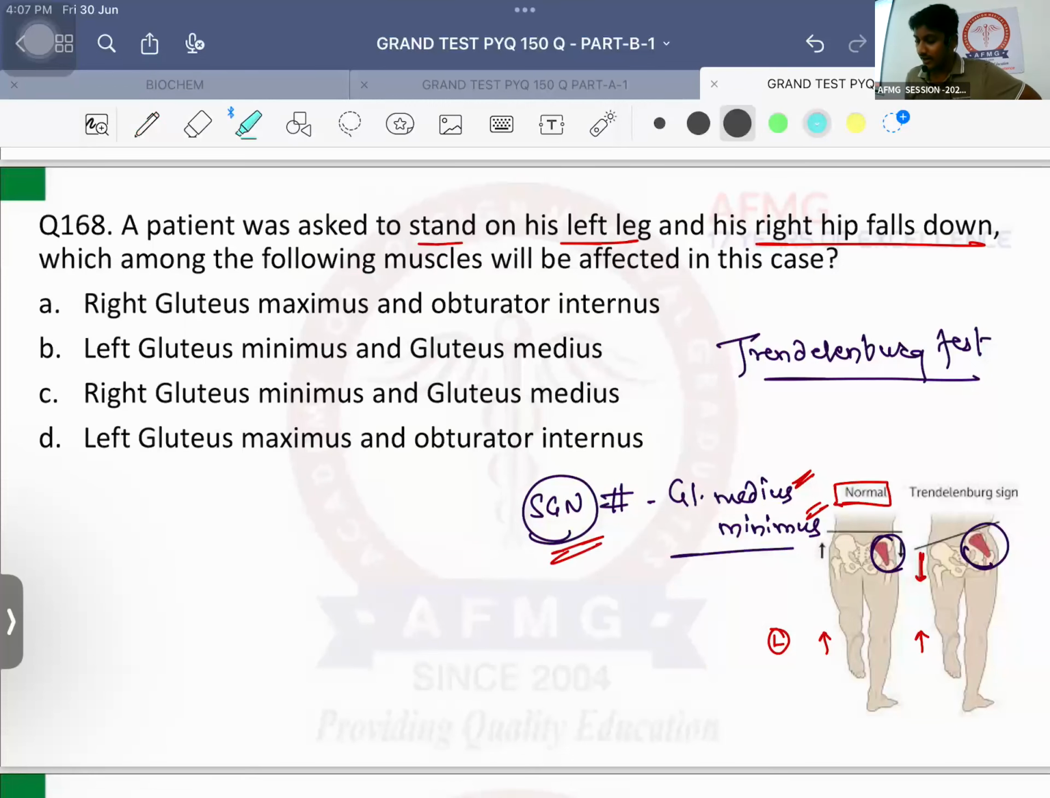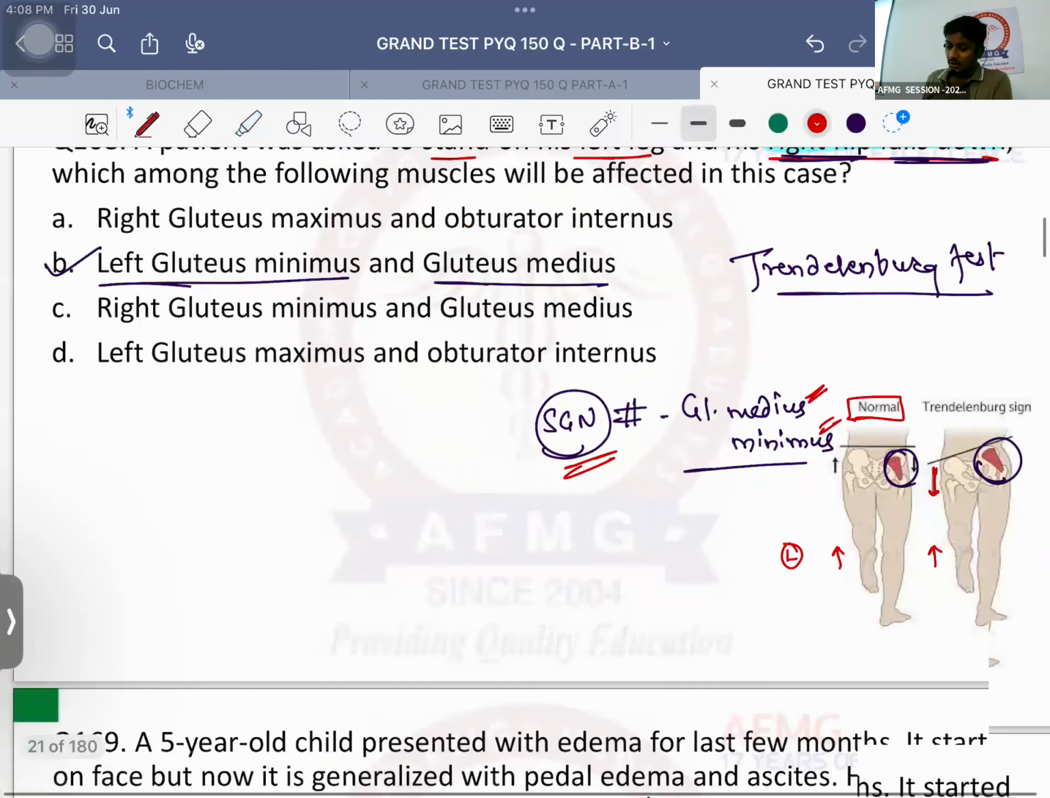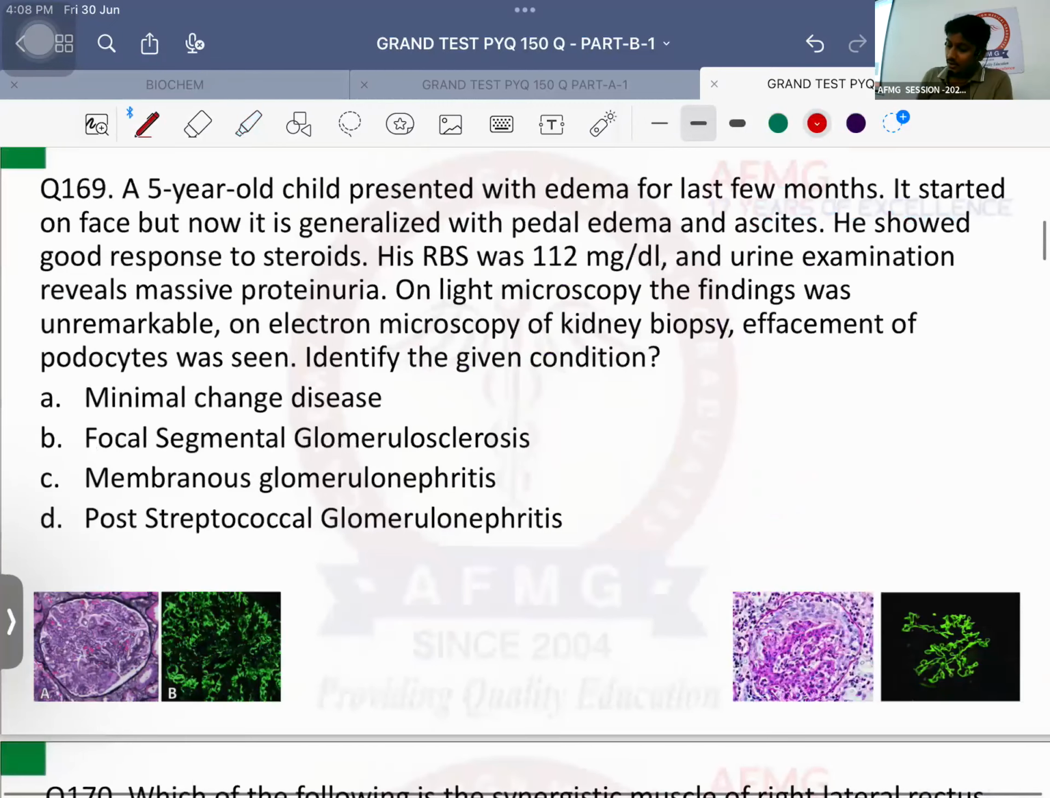So now, what is happening in this patient? He is standing on his left leg and his right hip has fallen down. That means he lifted the right leg and the pelvis is going down on the right side. Okay? So definitely which sided muscles are weak? If the right hip is falling down, that means his left sided muscles are weak. Left sided which muscles? Left gluteus minimus and left gluteus medius muscles are weak. No issues with this, anybody? Remember this, okay? Question number 169. So finish 170 and then take a break.